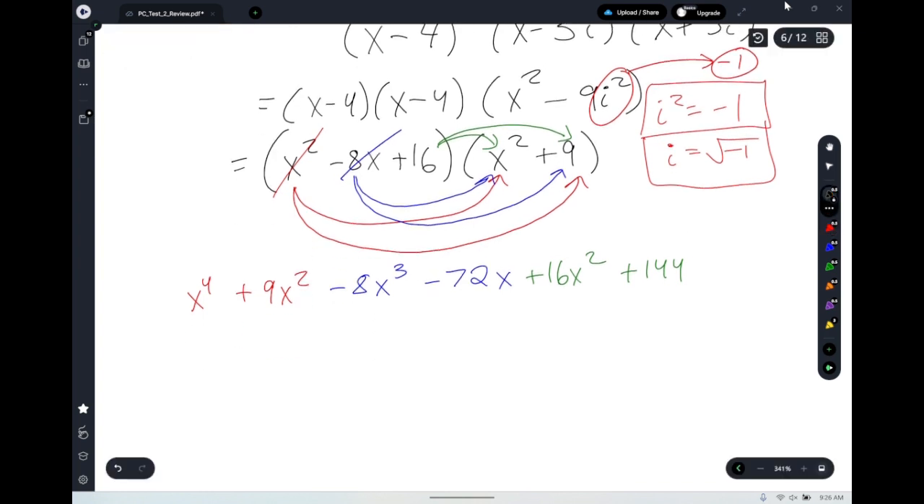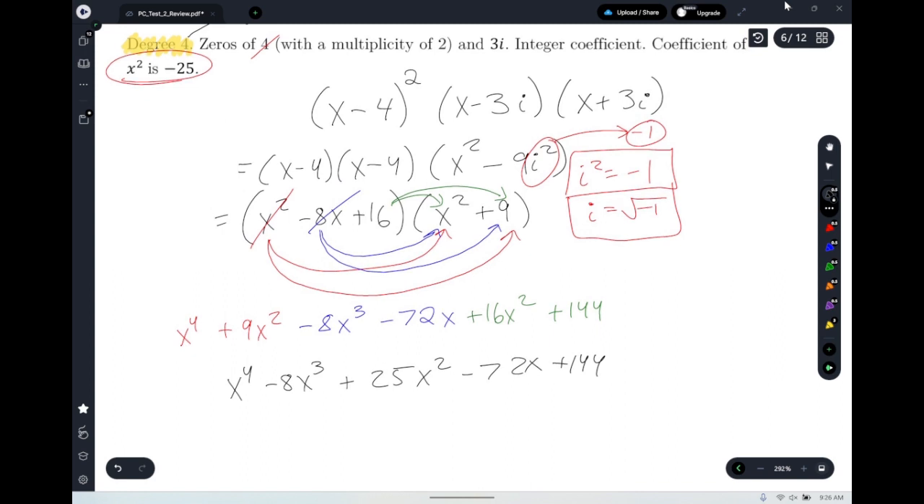What combines? Someone said it already. The x4s alone. The x3s alone. The x2s combined to get plus 25x squared, minus 72x plus 144. But hold on. The thing said the coefficient was supposed to be what? Negative. So what do we do to the whole thing? Times it by -1. And you're done. Got your polynomial.